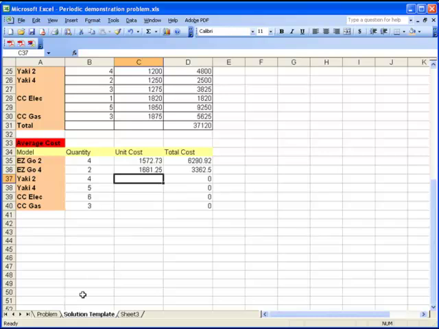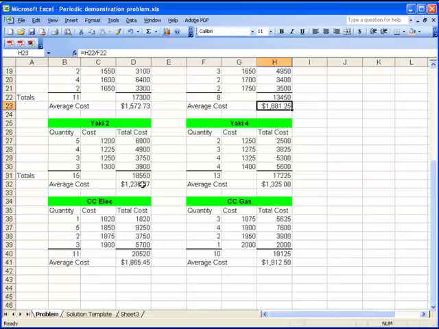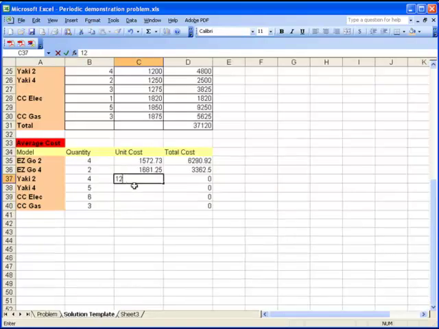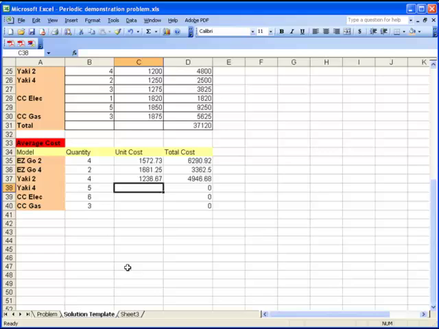And again, I repeat the process for my Yaki 2. And right here, I've transferred my information down here. My average cost is $1236.67. So $1236.67 times the 4 units still in inventory gives me a total value of $4946.68. My Yaki 4s, I've done the calculation here. My average cost, $1325. And so I put in $1325 here. 5 times $1325 gives me an ending inventory value of $6625.